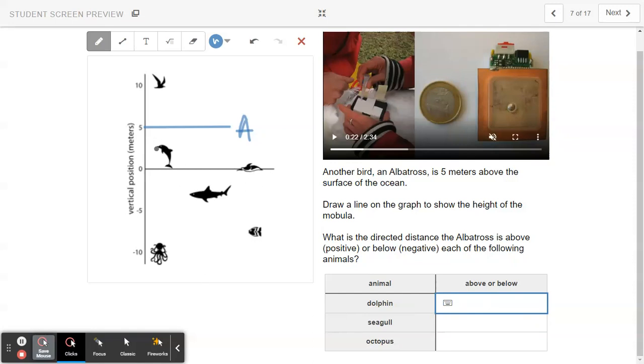The dolphin, here's our dolphin, right? We said that dolphin was at about positive 3. It's like he jumped 3 meters up. So we're going to say 3. And remember, it's just 3. The seagull, we know, is at positive 10, so it's just 10. And the octopus is actually below sea level. To show that it's below, we put the negative, so negative 10.